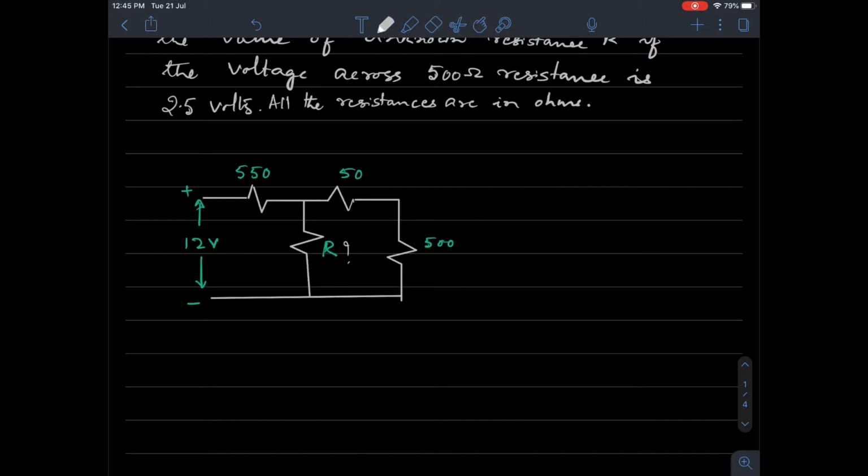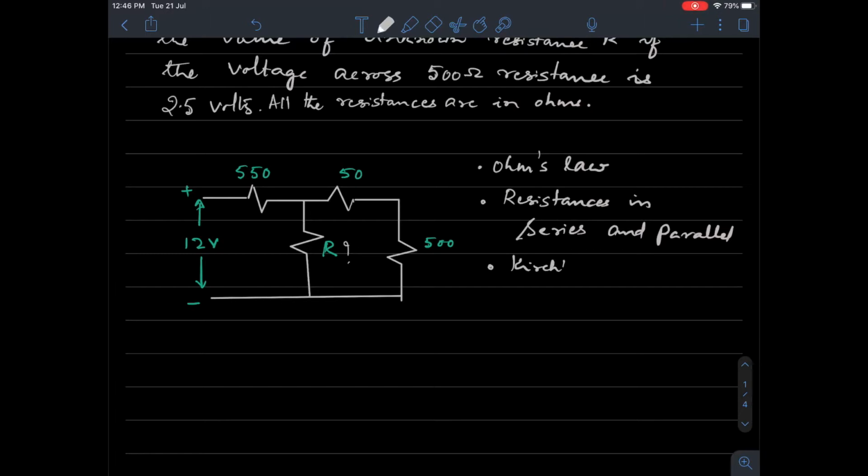So how do we do this problem? What would it require to solve the problem? The basic concepts that are required are very, very simple. You need to know Ohm's law, fundamental Ohm's law, to solve this problem. And number two, you need to know the combination of resistances. So what do we understand by resistances in series and parallel? And at the most, you would require Kirchhoff's laws, both the laws. That is your KCL and KVL.